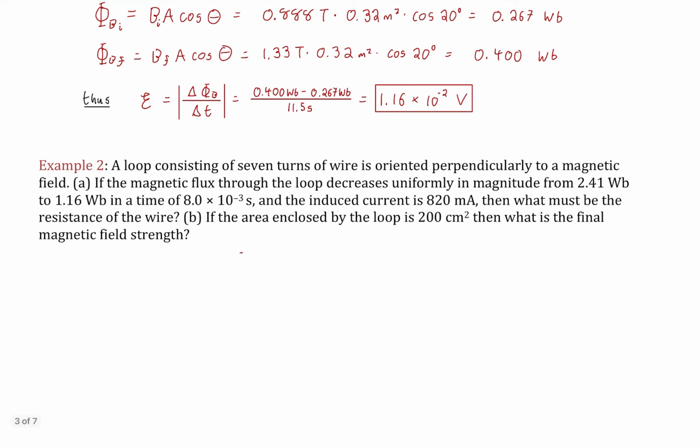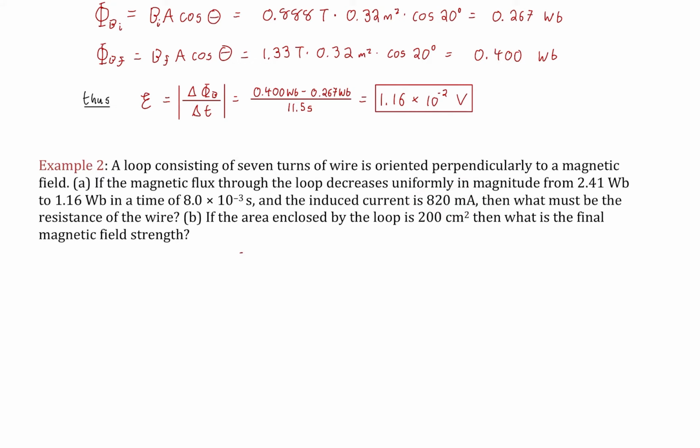A loop consisting of 7 turns of wire is oriented perpendicular to the magnetic field. So if it's perpendicular, then theta is going to be 90 degrees. Or rather, theta is going to be 0 degrees because of the way it's defined. So in that case, we won't need the cosine term. Part A: if the magnetic flux through the loop decreases uniformly in magnitude from 2.41 Webers to 1.16 Webers in a time of 8 milliseconds, and the induced current is 820 milliamps, then what must be the resistance?